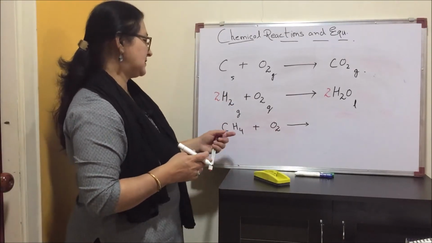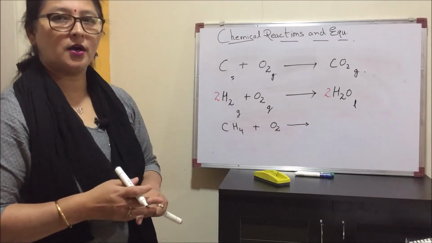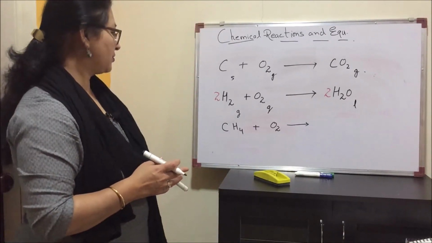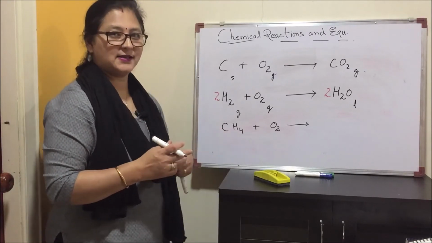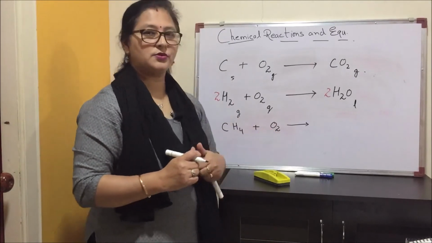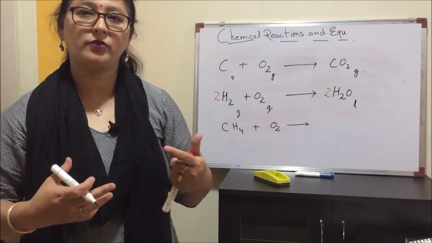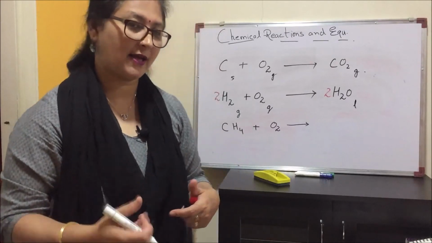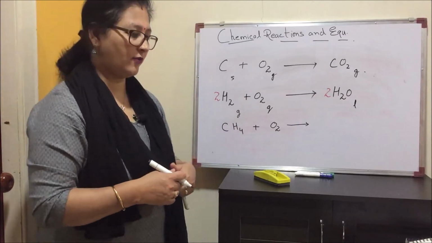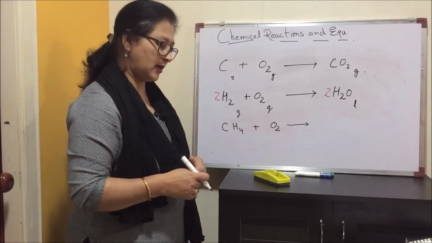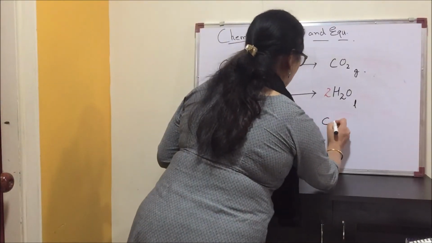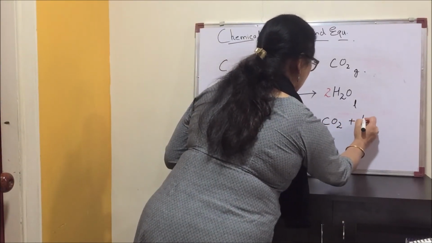Okay students, now let's take the next combination reaction. Again it will be an exothermic reaction. Now here the natural gas, that is methane, CH4, is burnt. Of course, if you are burning anything, you require oxygen gas, so for that you need to write O2. When methane is burned in the presence of oxygen, it will liberate carbon dioxide gas and water is formed.